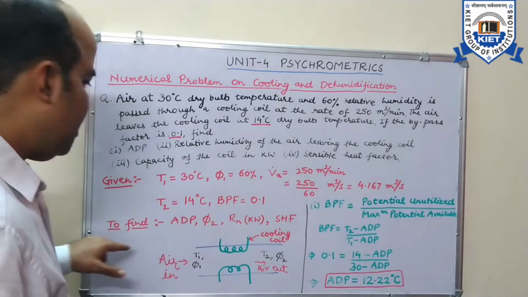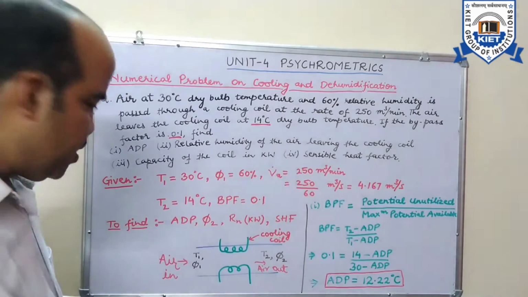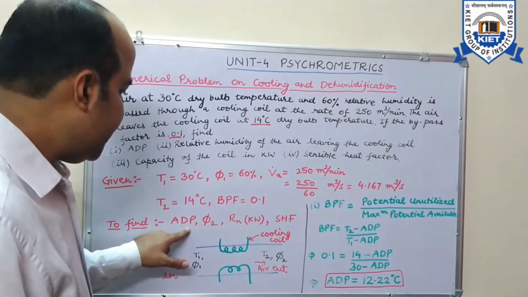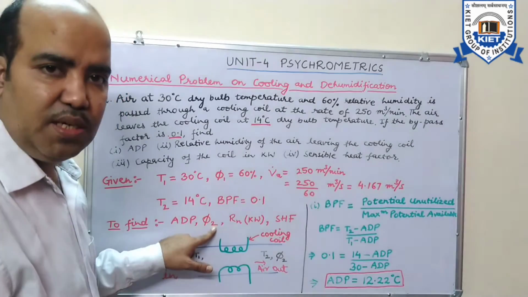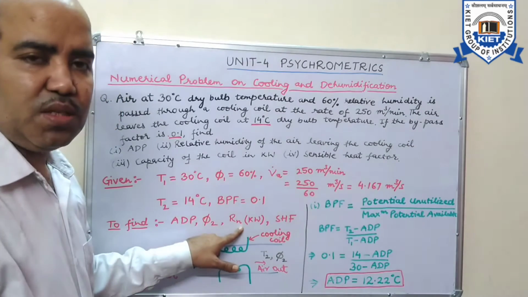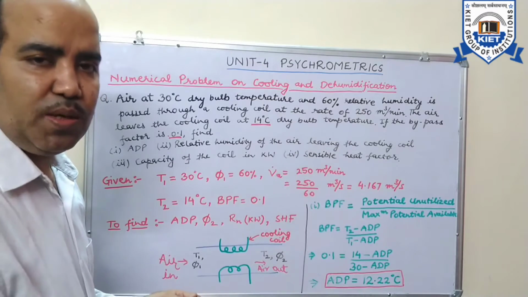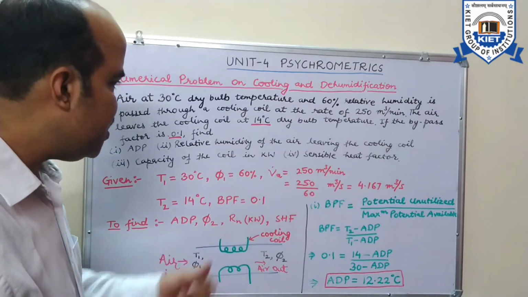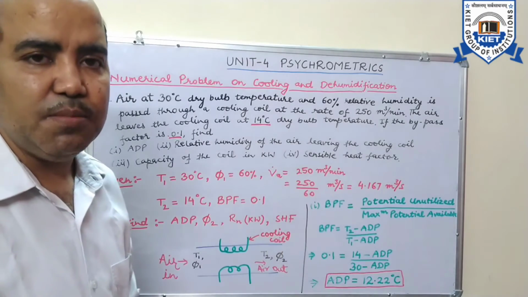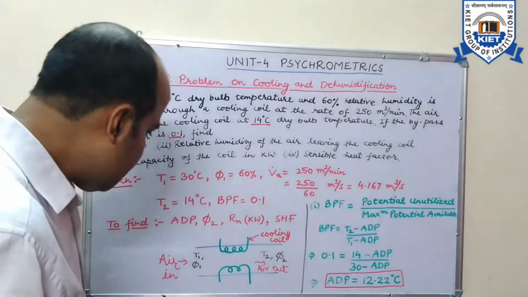What we are required to find out: the apparatus dew point of the cooling coil, phi 2, that is the relative humidity at the outlet, the cooling capacity of the coil in kilowatt that we have to calculate, and SHF, the sensible heat factor.